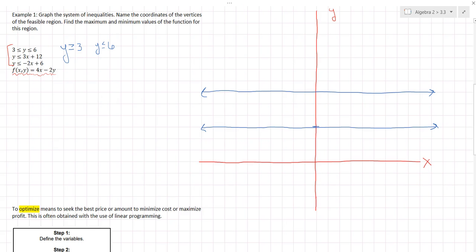Then we have to graph the inequality y is less than or equal to 3x plus 12. So remember, we start at our y-intercept of 12, which is all the way up here. And then our slope is 3 over 1. I don't really have room to go up and right, so I'm going to go down and left. And you want to be very accurate with your lines and make sure you go through your whole region. Okay, this one's also a solid line.